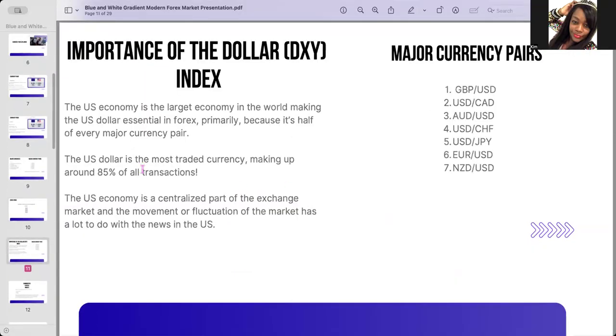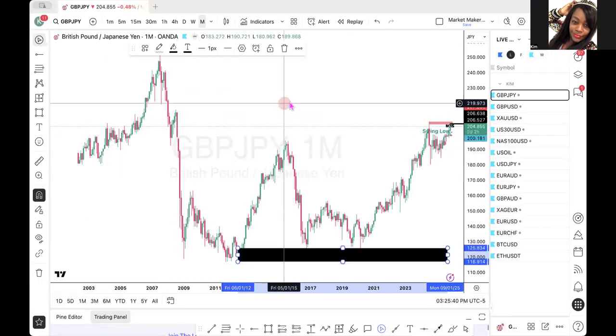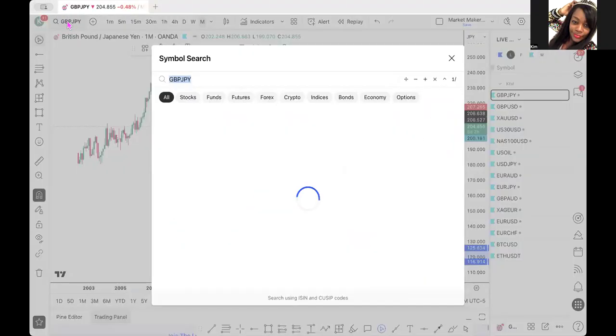All right, so let's talk about the importance of the dollar. On the chart, it's called the Dixie. The U.S. economy, again, is the largest economy in the world, making the U.S. dollar essential in Forex, primarily because it's half of every major currency pair. I'm going to be going back and forth on this slide so you can understand, so I'm not just reading off some slides.